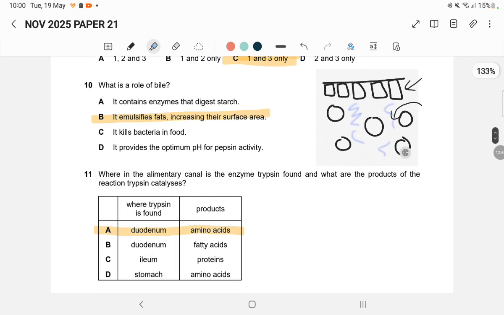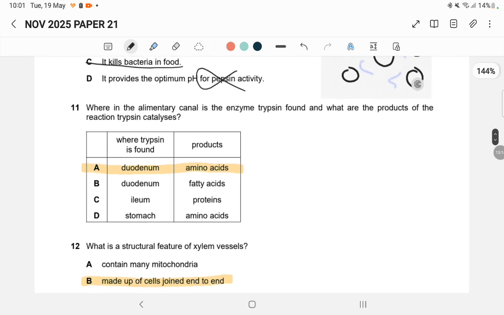What is the role of bile? Okay, so bile emulsifies fats, increasing the surface area. Of course not, it does not contain enzymes that digest starch, because the enzyme that digests starch is amylase, I'm sorry. It kills bacteria in the food? No, it does not kill bacteria in the food. It provides optimum pH for pepsin activity? No, because the stomach provides optimum pH for pepsin activity, not the bile, which is secreted by the liver.